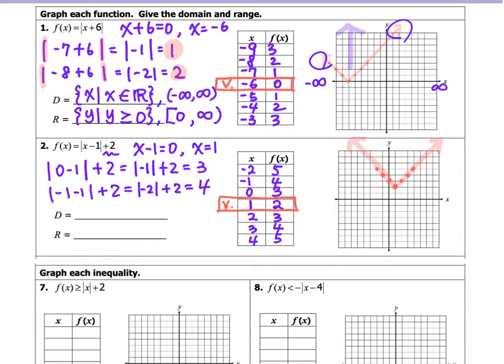All right, there is the graph. The domain is the set of x such that x is all real numbers. For the y value, do you see the minimum is 2, right? So y such that y is greater than or equal to 2. All right, so hopefully now you understand how to graph absolute value functions.